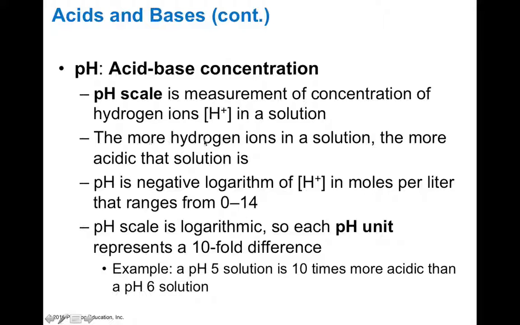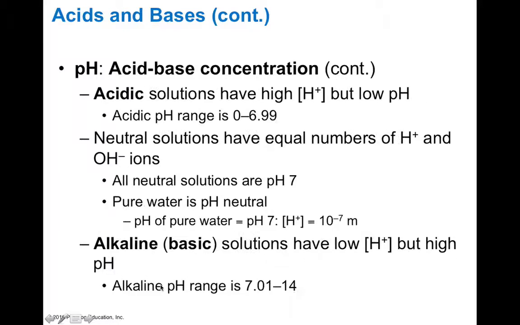So the more hydrogen ions a solution has, the more acidic it is. And pH is actually on a negative logarithmic scale, so of moles per liter. And we actually have standardized this from 0 to 14. These are just our pH units. So each pH unit is an entire tenfold difference in concentration. So a pH of 5 is actually 10 times more acidic than a pH of 6. So it's amazing how the scale is set up.